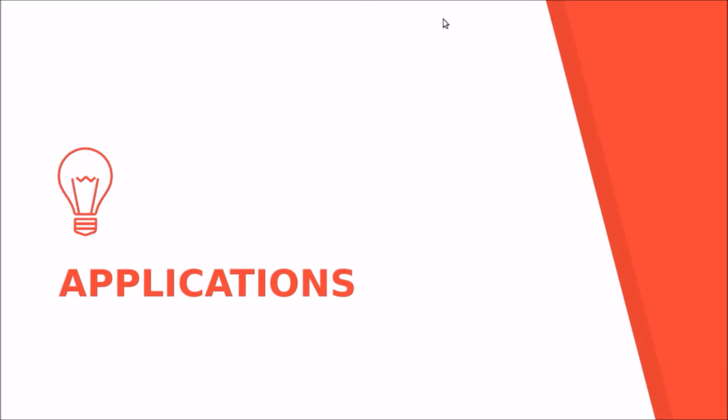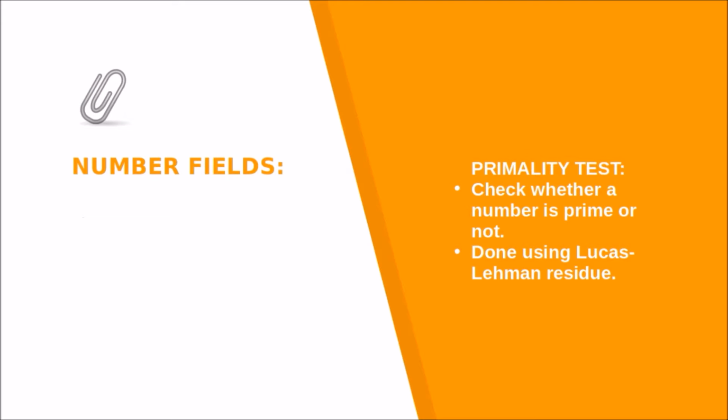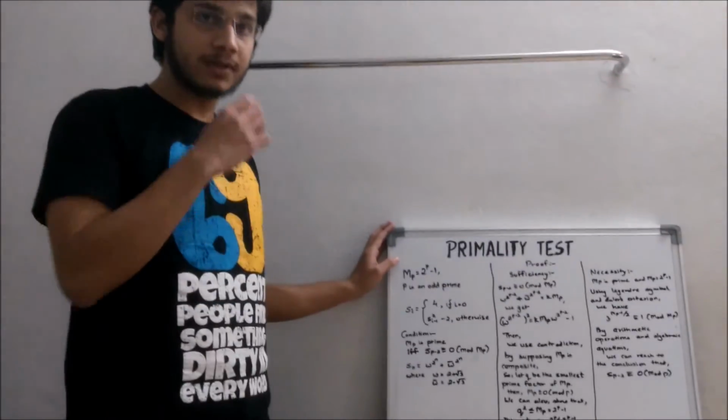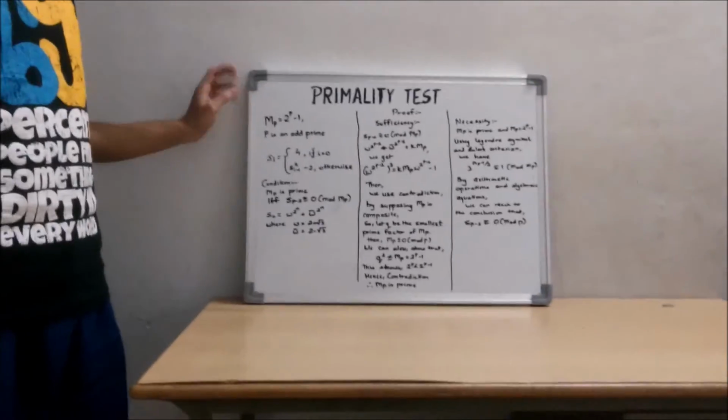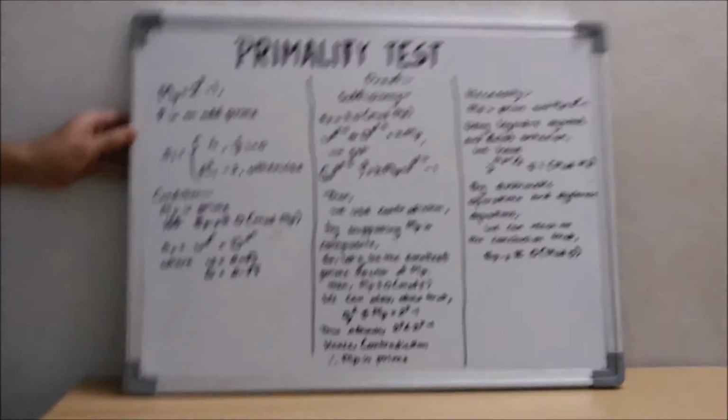Let us see various applications of mathematics. We'll see these applications under number fields, discovery of Georg Cantor and Bertrand's postulate. We take each one by one. Number fields. First is primality test. Whether MP, which is a Mersenne number, is a prime number or not. MP can be represented as 2 to the power p minus 1, where p is an odd number.